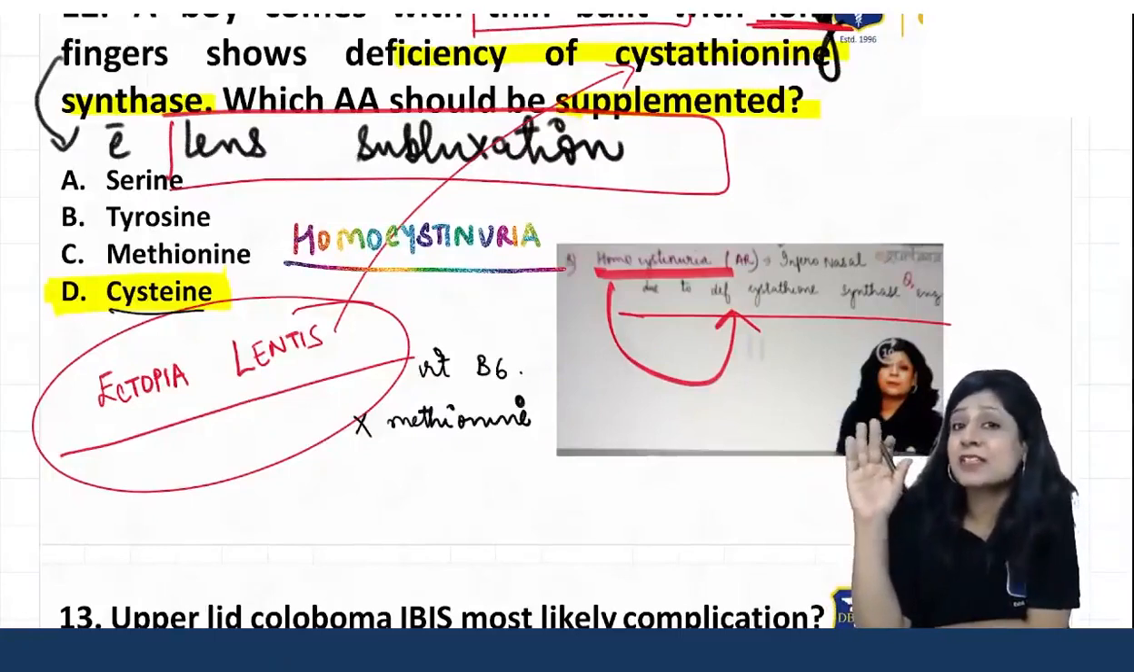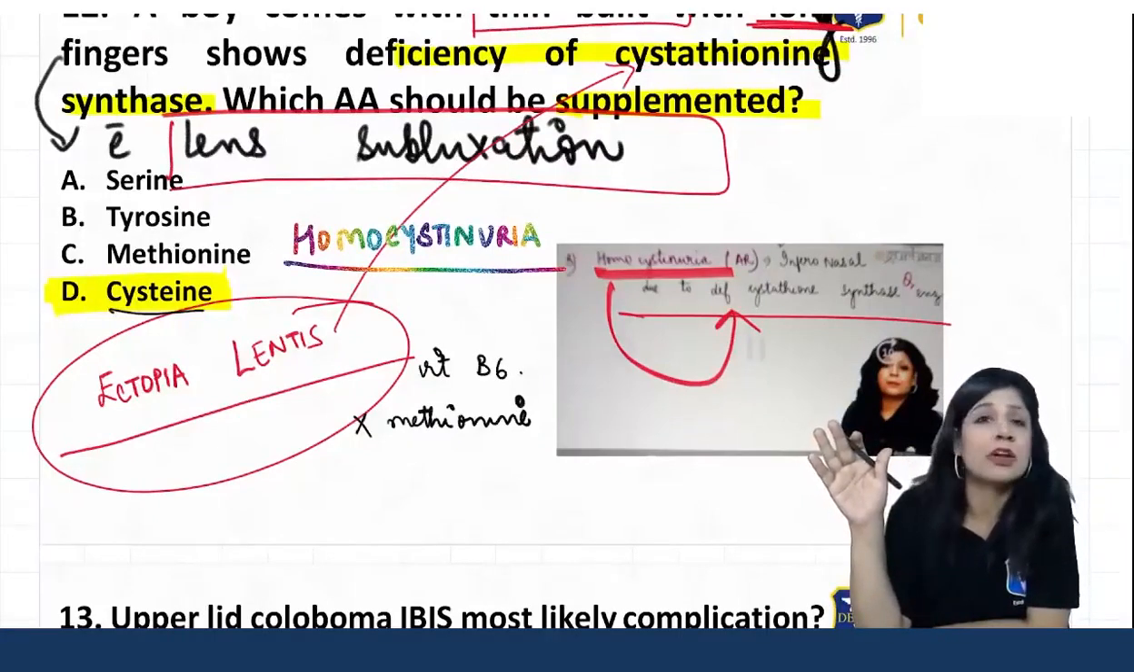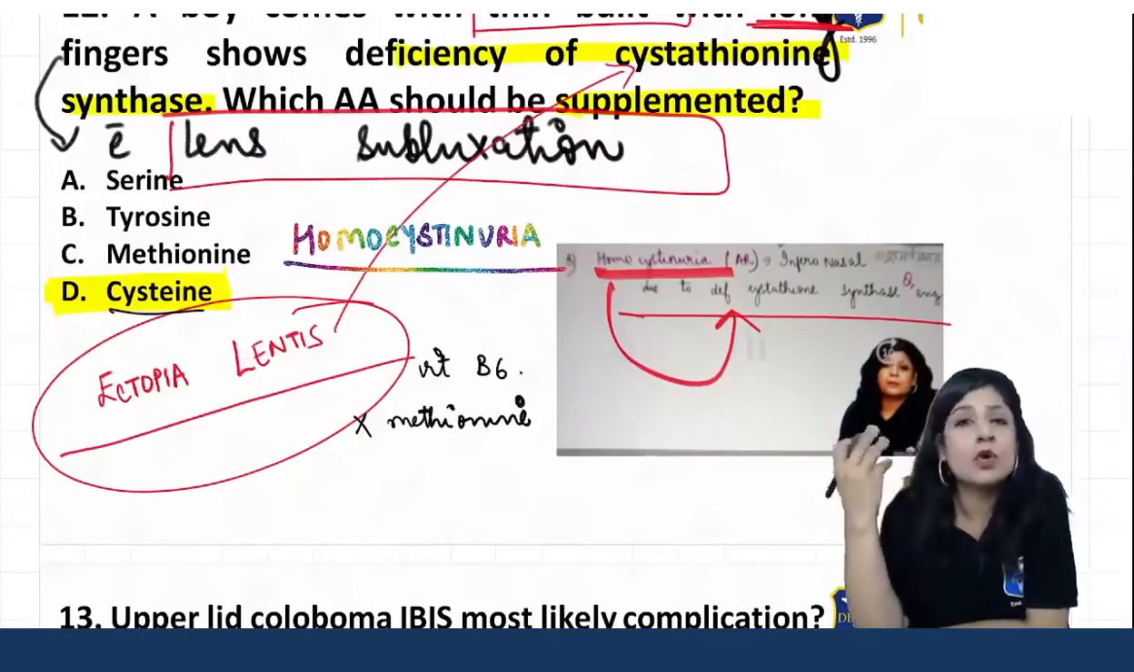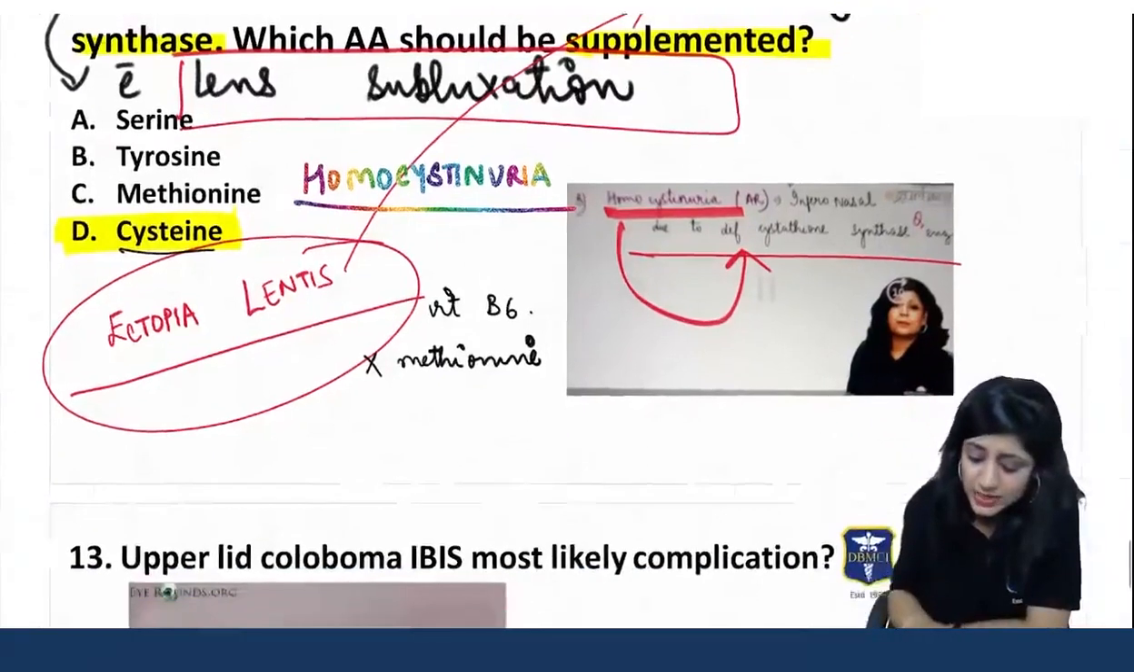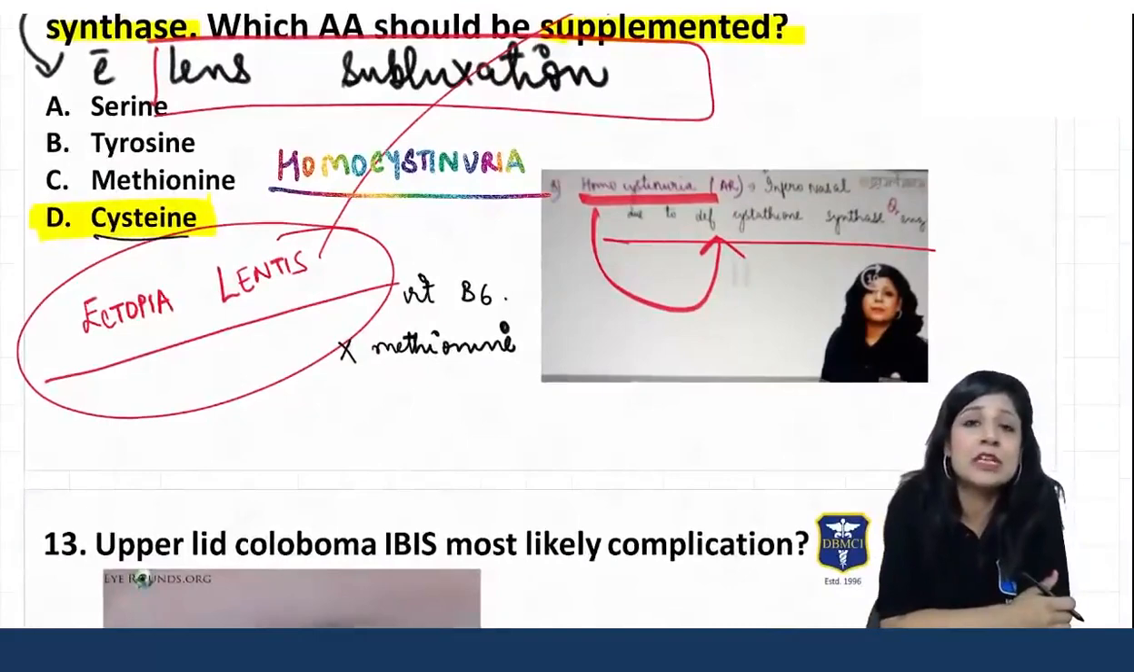If B6 was not in the options, because I could not get that B6. If B6 had been there, then obviously that would have been a better option. So please check the options also. These were the options: serine, tyrosine, methionine and cysteine. So then cysteine will be the answer.